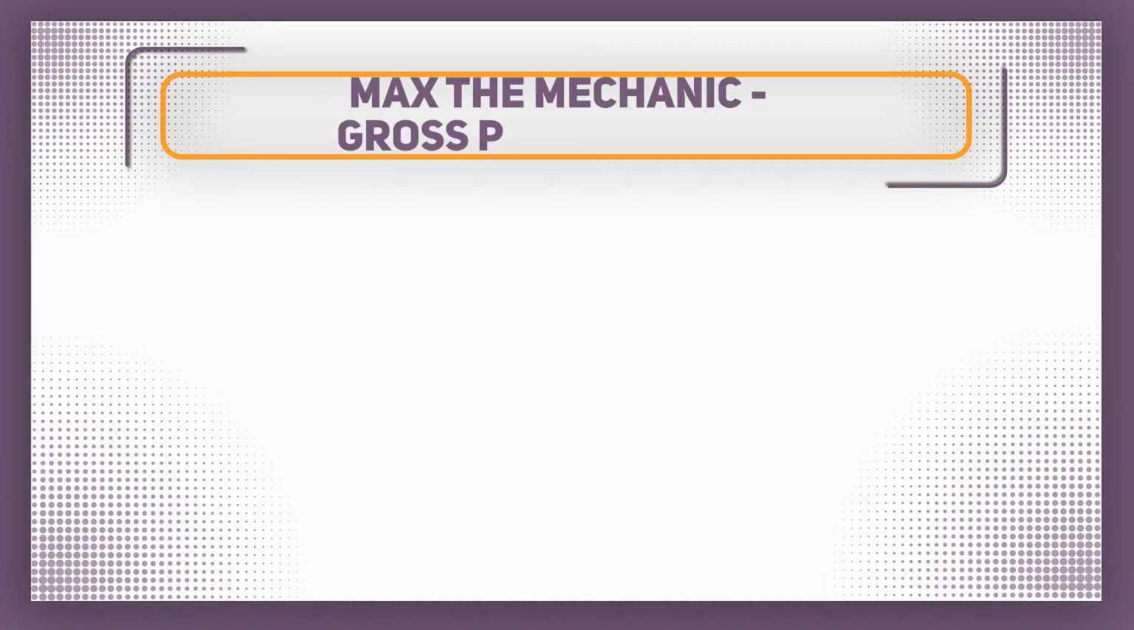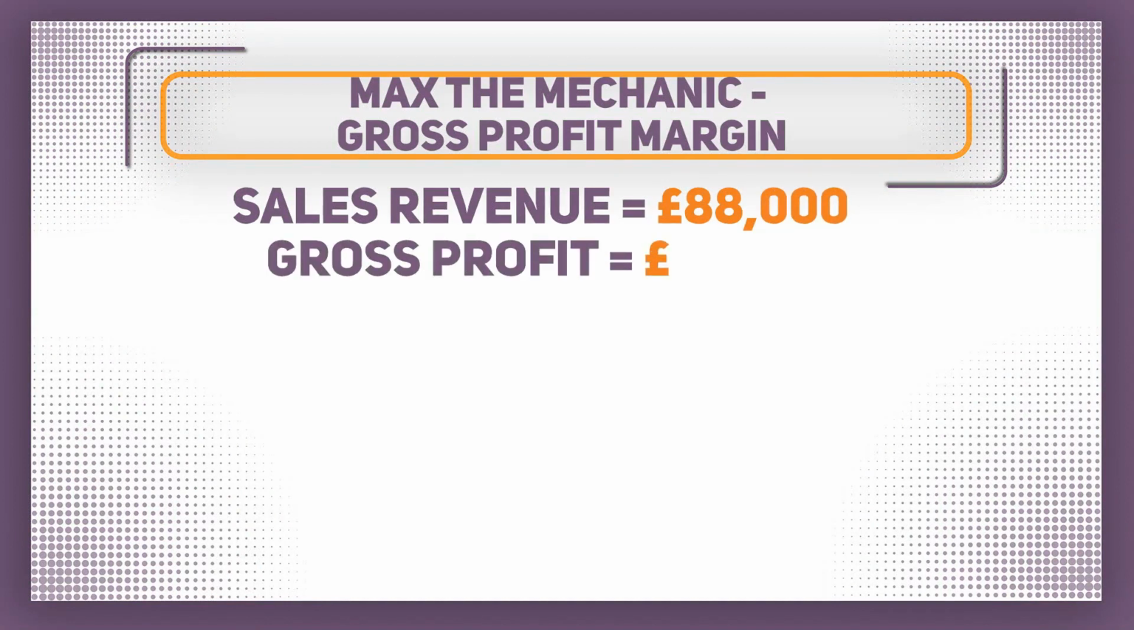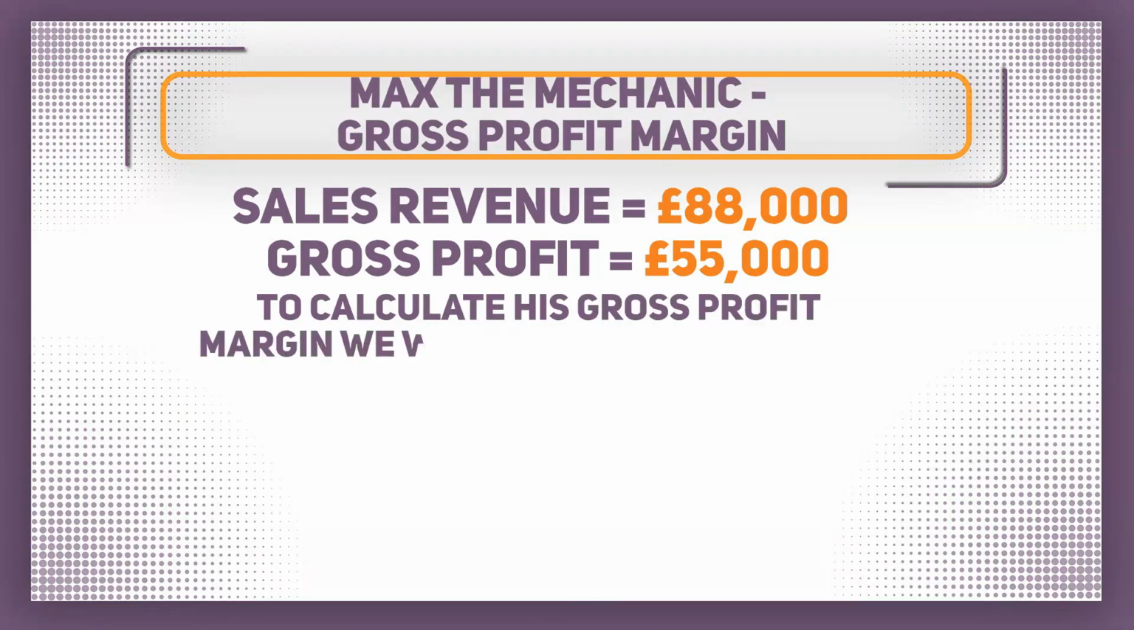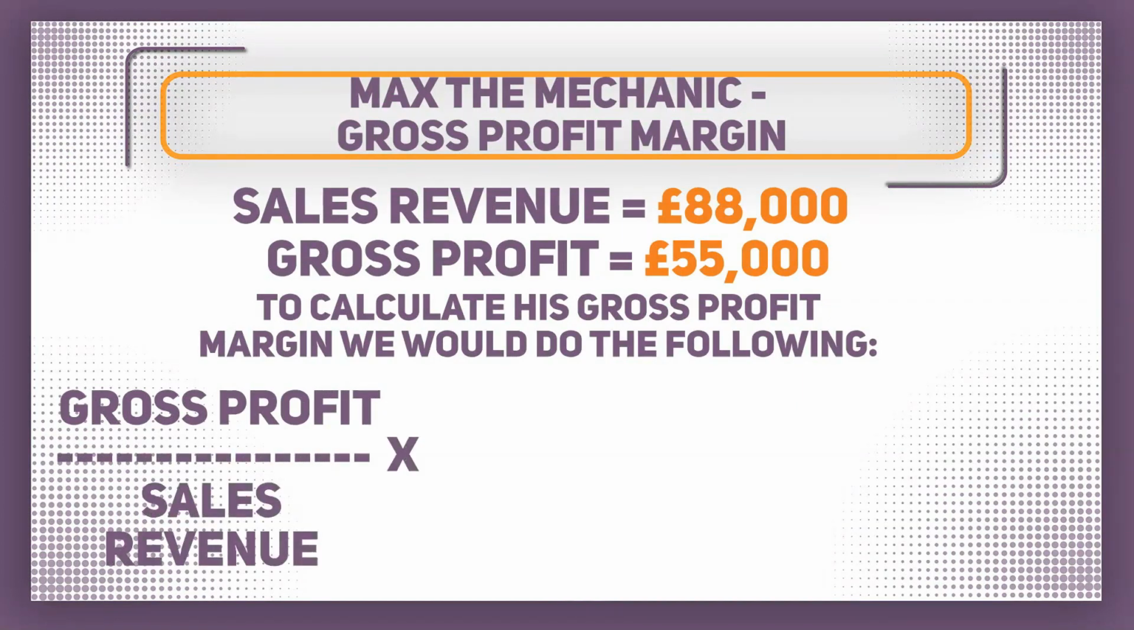And finally, let's look at one more example. Max is a mechanic, and he has sales revenue of £88,000 and a gross profit of £55,000. If we were to calculate his gross profit margin, we would do the following. The gross profit divided by the sales revenue multiplied by 100. So let's put the numbers in.